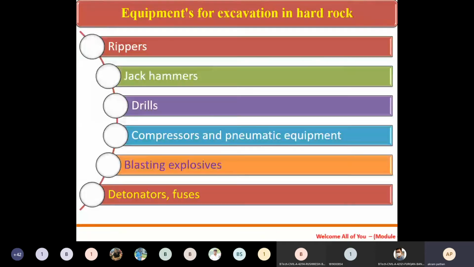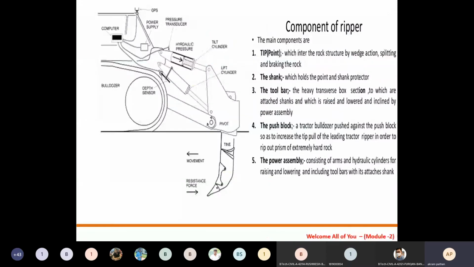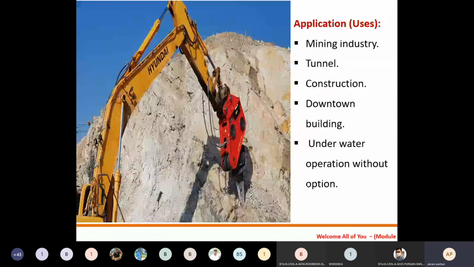Then also we have seen in the last lecture the equipment for excavation in hard rock, right? If you want to excavate hard rock, generally we require this type of equipment: rippers, jackhammers, drill, compressor, pneumatic equipment, then blasting explosive, detonators and fuses. So these are the techniques we are going to see in the incoming slides in detail. Then we also completed in last lectures what we mean by rippers, then the different components of rippers, then the uses.